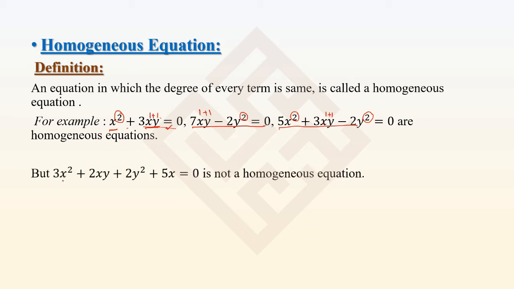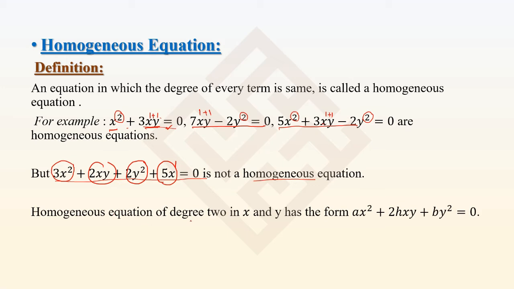But if you look at this particular example, 3x square plus 2xy plus 2y square plus 5x is equal to 0, this is not a homogeneous equation. Here, if we look, the first term has degree 2, the second term has degree 2, the third term also has degree 2, but what is the degree of the fourth term? It is 1. That means it is not a homogeneous equation.